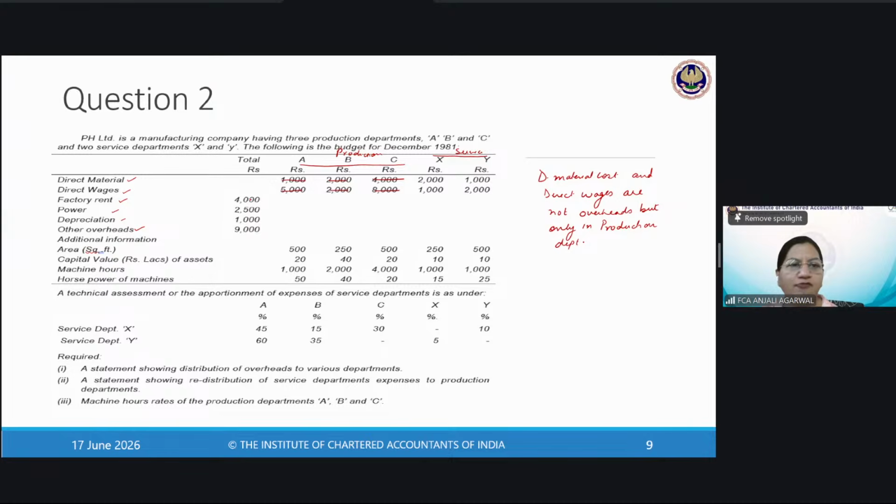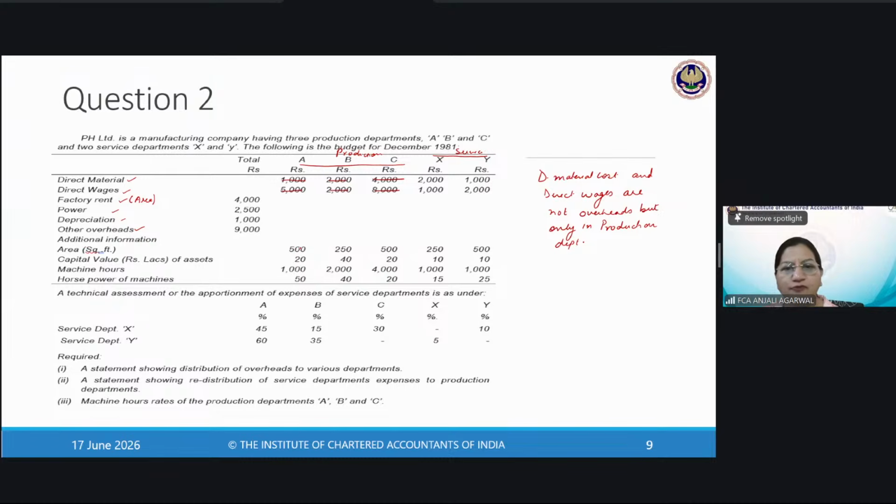For example, factory rent 4,000. How do I distribute it amongst A, B, C, X, Y? What do you think should be the basis for distribution of factory rent? Let's look at the additional information that will tell us the best basis. You have area, capital value, machine hours, and horsepower of the machines. So as per this additional information, factory rent best suits area. So on the basis of area, the factory rent of 4,000 should be distributed amongst A, B, C, X, and Y.